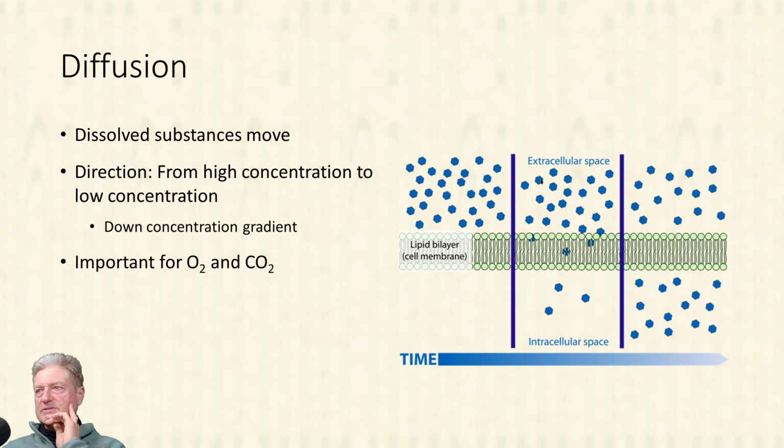So the dissolved particles up here we've got in the extracellular space. We have lots of particles and nothing on the other side of the membrane. Then the intracellular space gradually fills up so that the concentration of those particles is equal on either side. So in this particular case, the particles are able to move across the membrane. All right, it's important for oxygen and carbon dioxide movement across cell membranes for respiration.